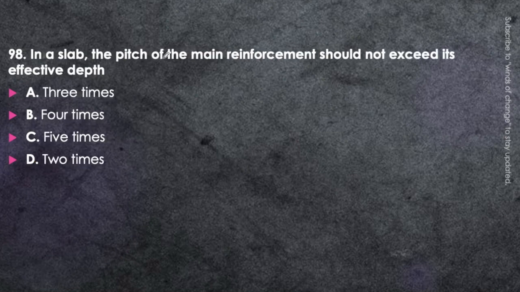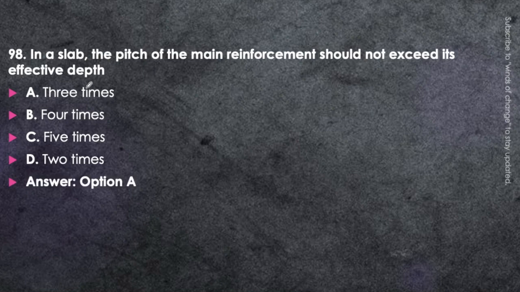Next question. In a slab, the pitch of the main reinforcement should not exceed its effective depth 3 times, 4 times, 5 times or 2 times. In case of the slab, the distance between the main reinforcement should not exceed effective depth into 3, 4, 5 or 2. Just think about it.